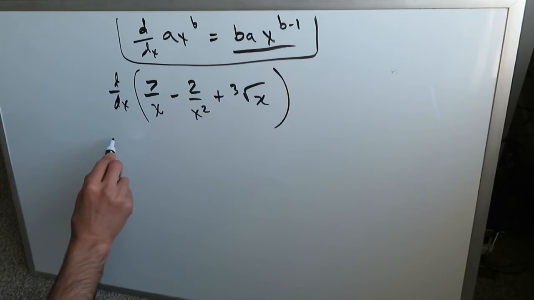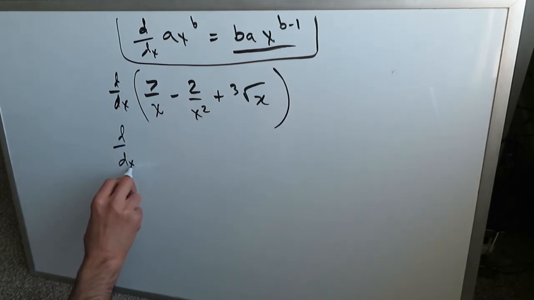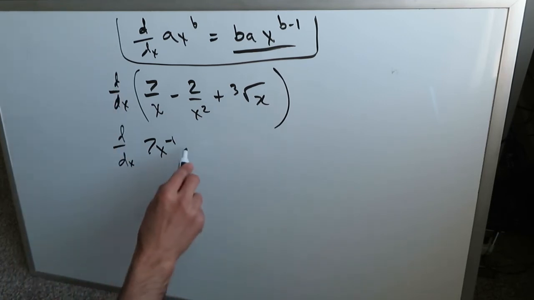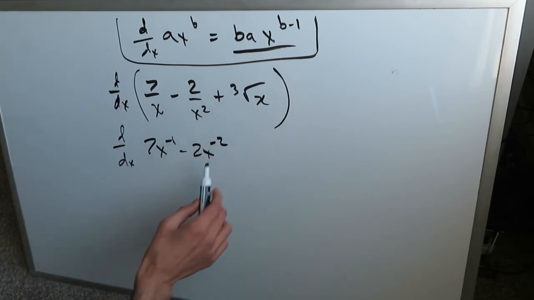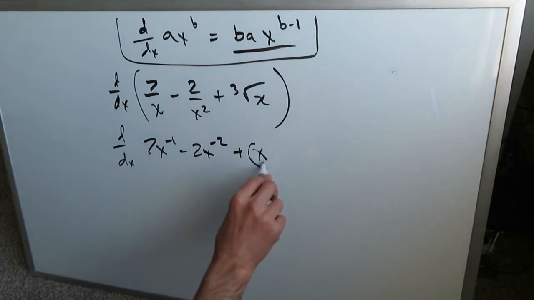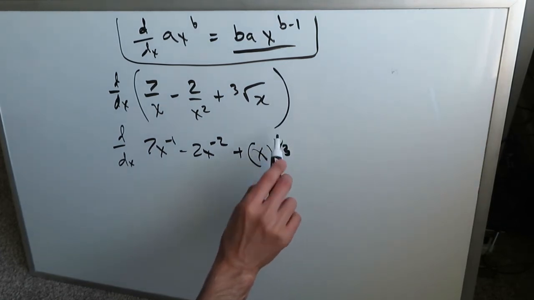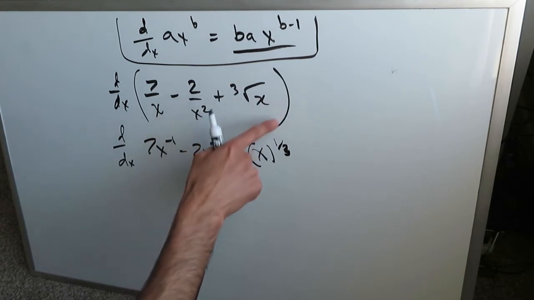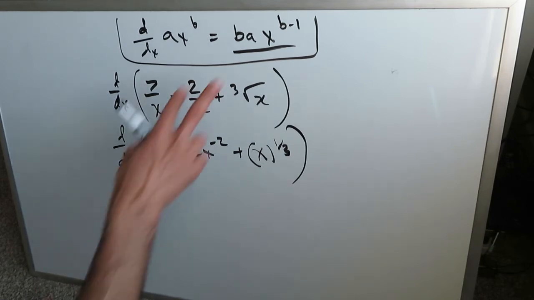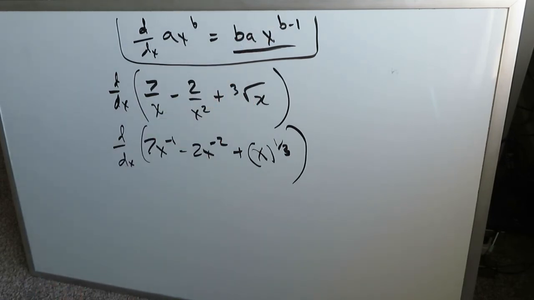Again, I would rewrite this in a friendlier format. The friendlier format would be 7x to the power of minus 1, bring it up. Minus 2x to the power of minus 2, bring it up. And this is a cube root of x. I'll write this in a fractional exponential form. See, I brought this as a fractional exponent. Nothing wrong with that.